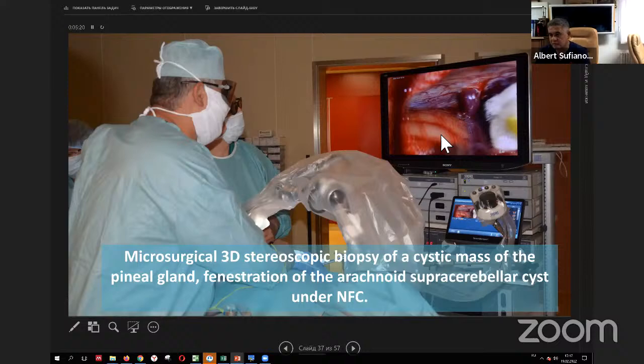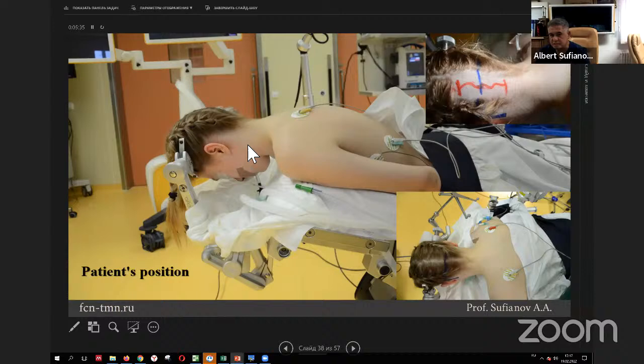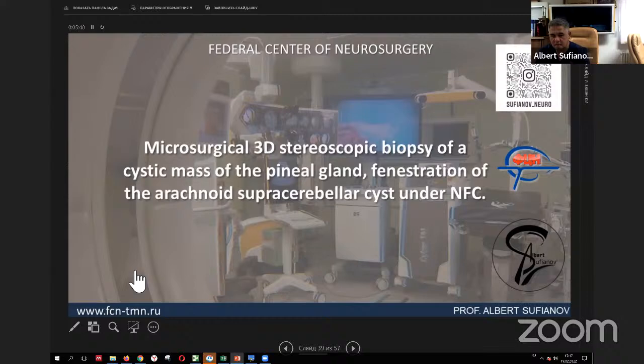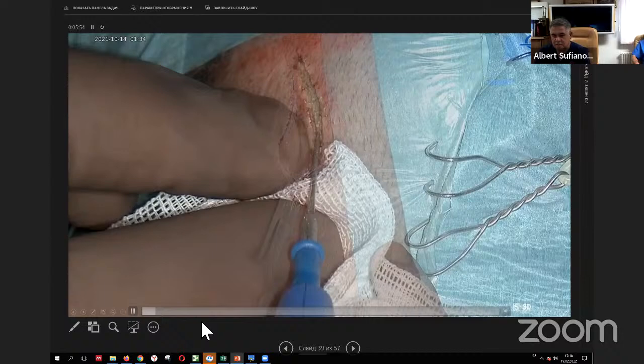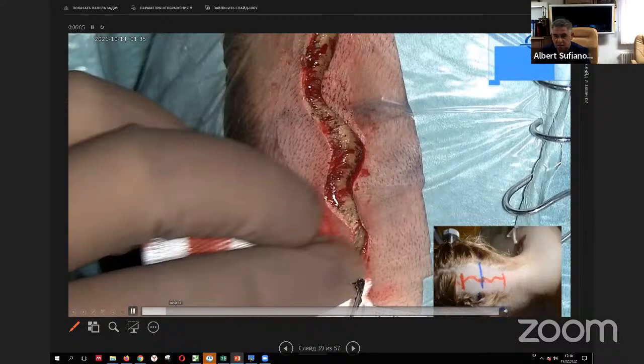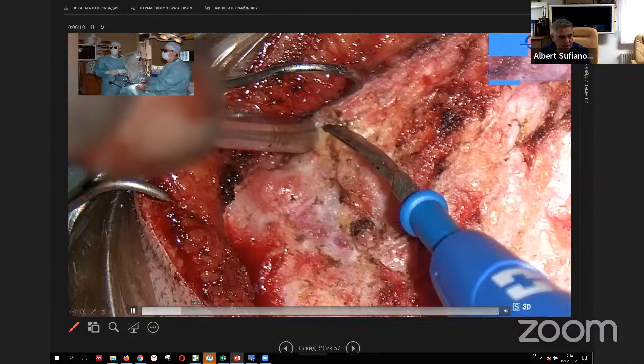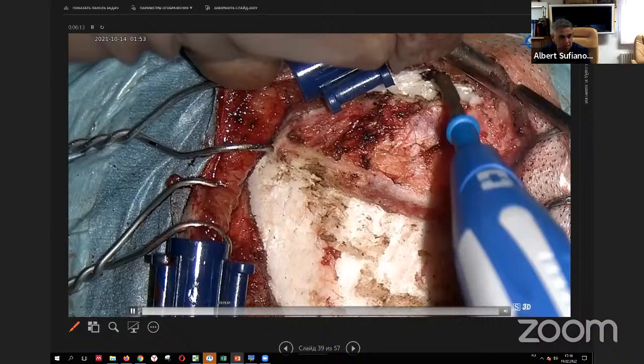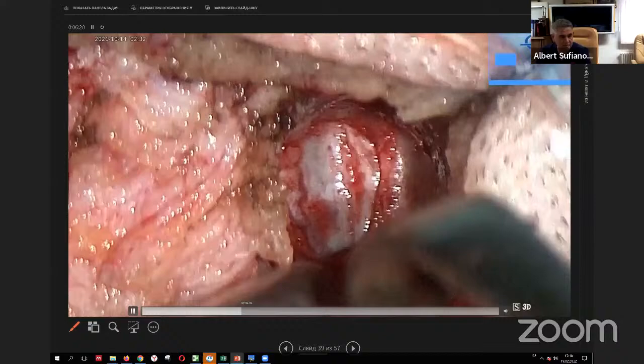This is the view of our operation room before the surgery, the position of the surgeon, very comfortable, and the position of the monitor. Patient position, landmark on the skin. Okay, skin incision. You see how brilliant the image is. It's an unbelievable image. Dissect the muscle. Create the bone flap. Open the dura, and you see the landmark.